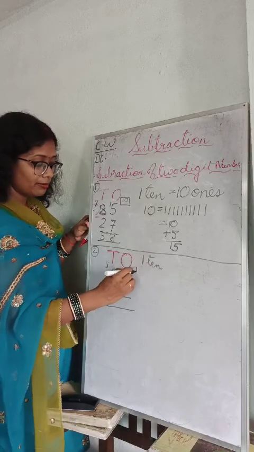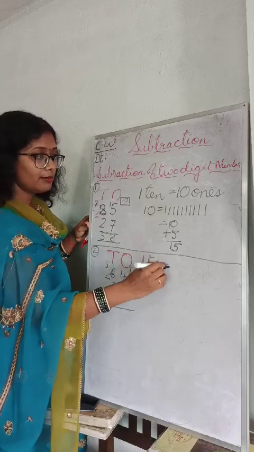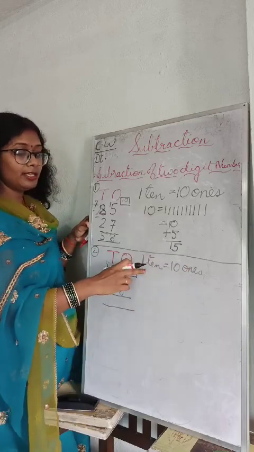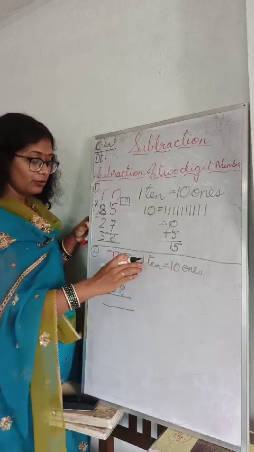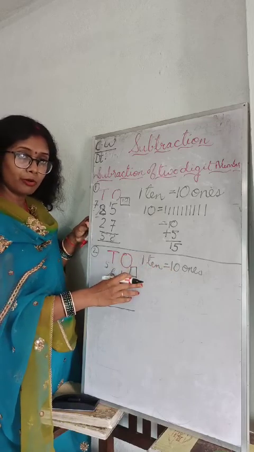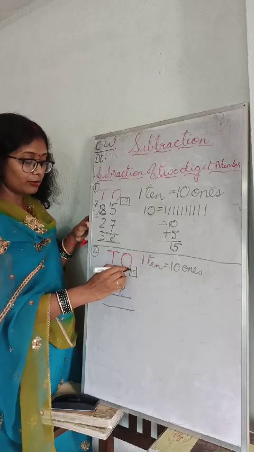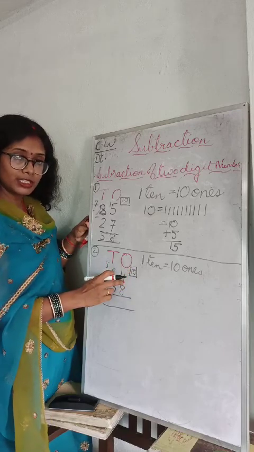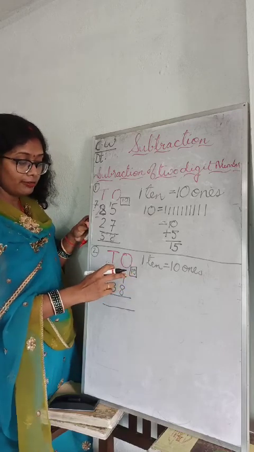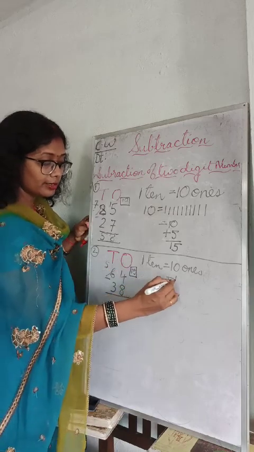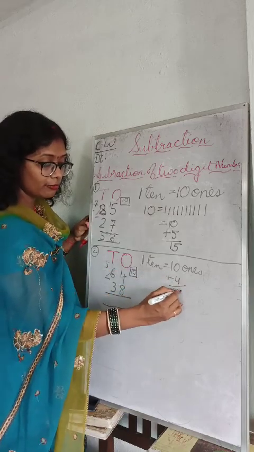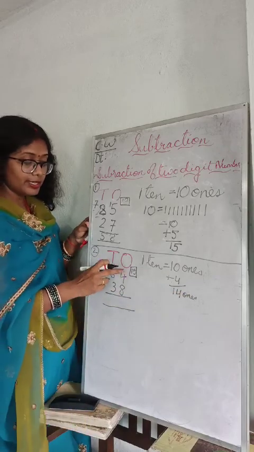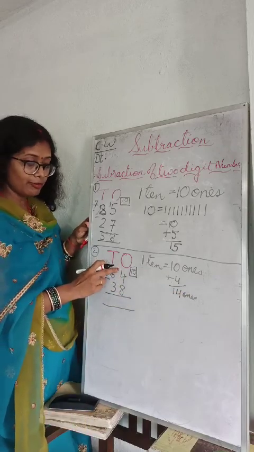We have borrowed, keep it like this in the box. 1 ten here means we have borrowed 10 ones. So 10 ones we have borrowed. Now 10 plus 4 is how much? This 10 plus 4 is 14. So here we have 14. 10 plus 4 is 14. 14 ones. So simply either you can write here 14.